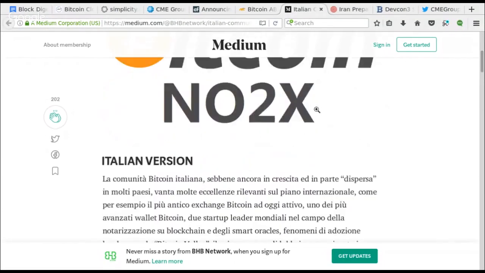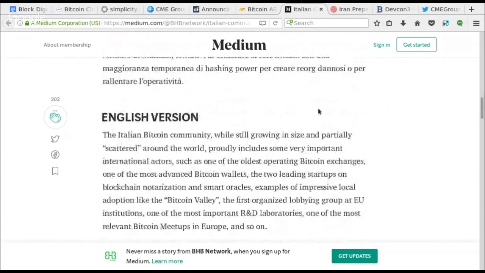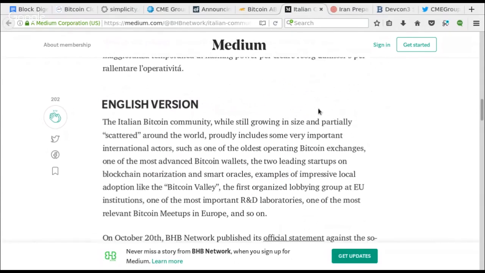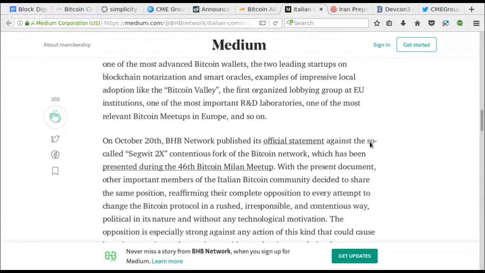But we've seen another no-2x statement issued by the BHB Network in Italy. The Italian Bitcoin community has had a lot of firsts. They've had one of the oldest operating Bitcoin exchanges and wallets. They're actually a pretty nice startup incubator in terms of the BHB themselves. And there's a pretty big Bitcoin presence in Italy.